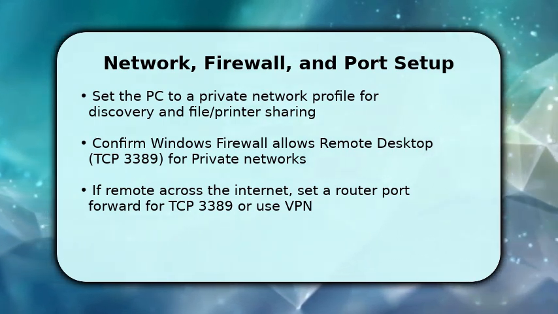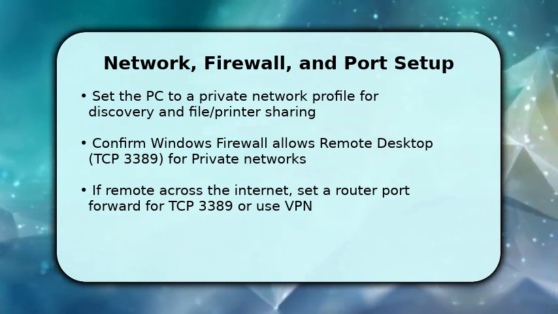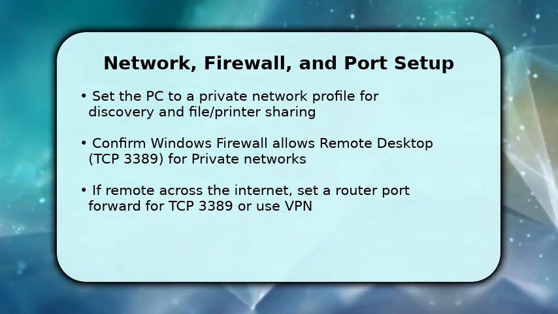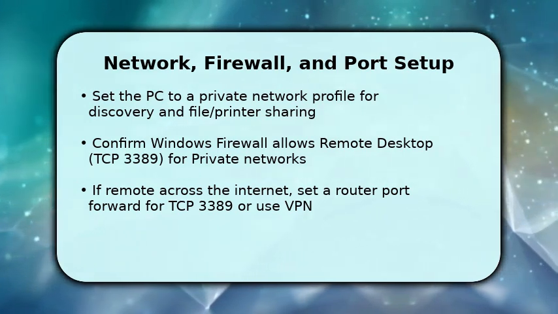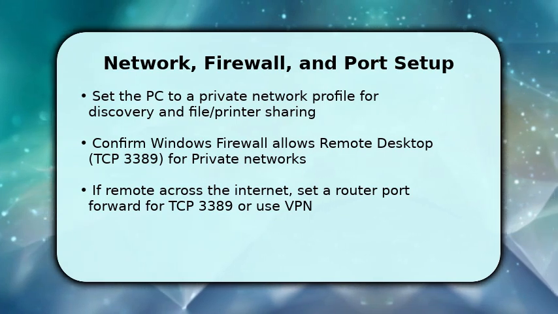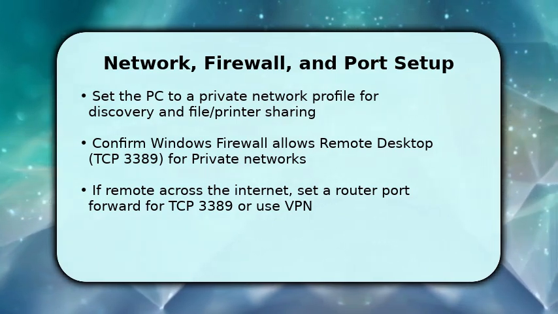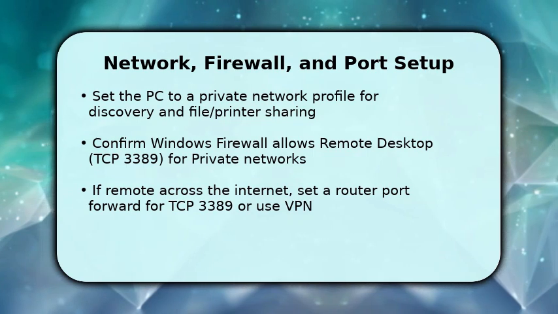If you'll connect across the internet, either configure a router port forward for TCP 3389 to the PC's local IP or, better, use a VPN to avoid exposing RDP directly. Also reserve a static local IP or DHCP.